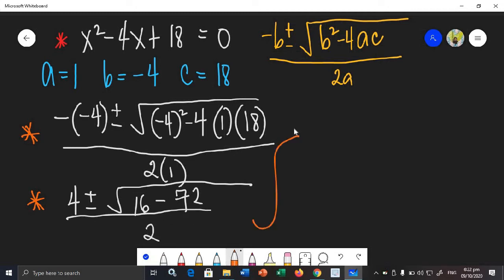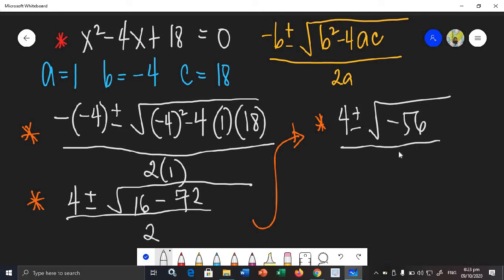So I'm going to continue the solution here. So, for positive, negative square root of 16 minus 72, the answer is negative 56 all over 2. So, stop, wait a minute. So, nakita nyo, di ba? Naging ganito yung solution natin. Square root of a negative number.